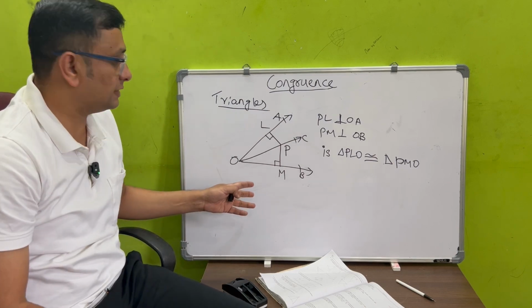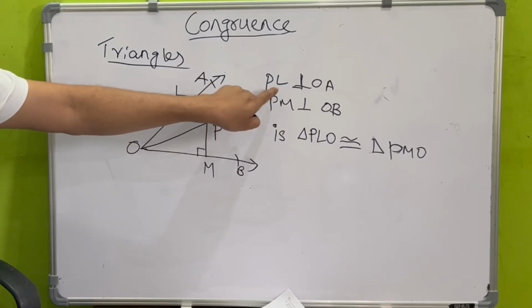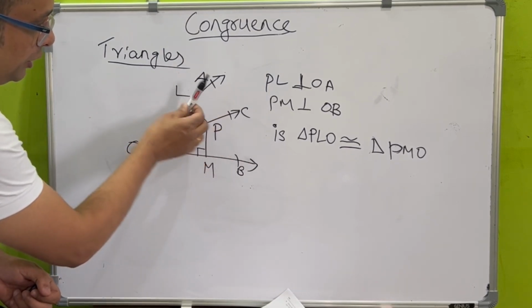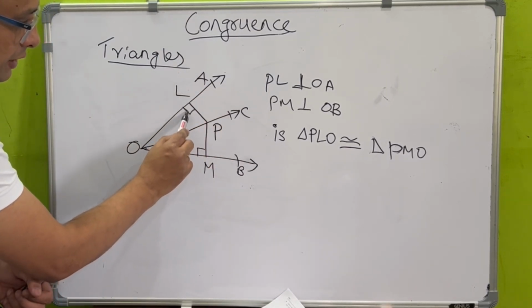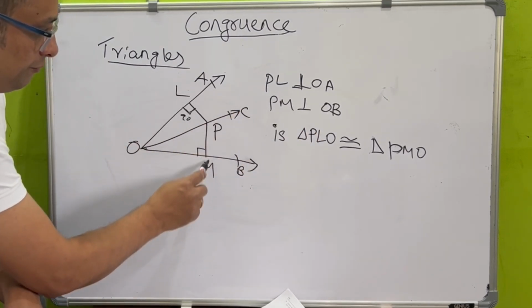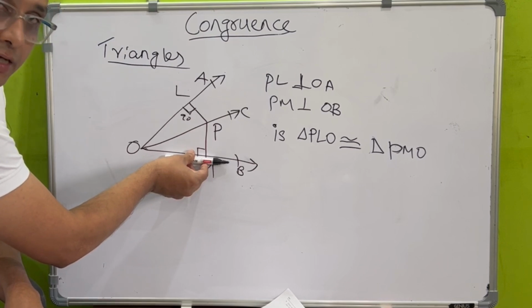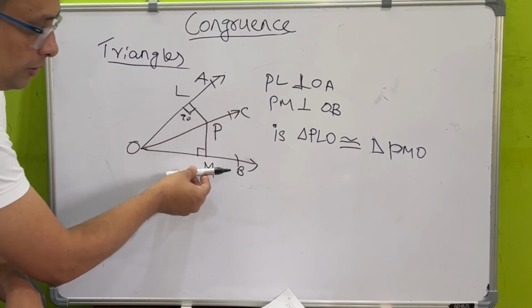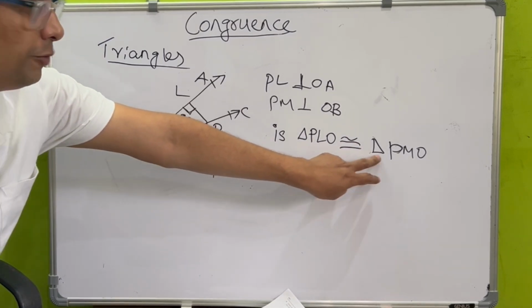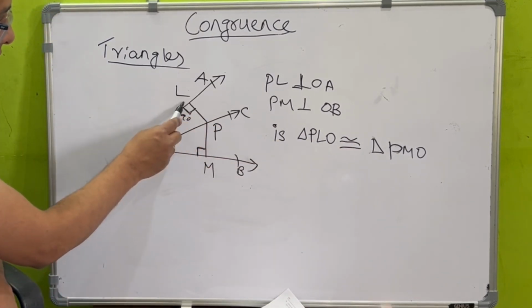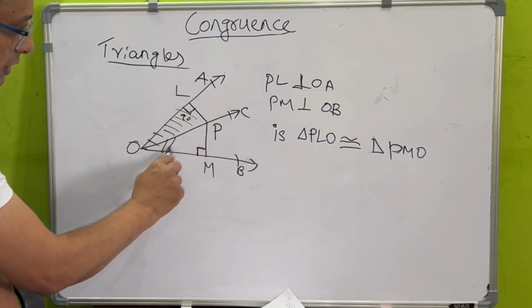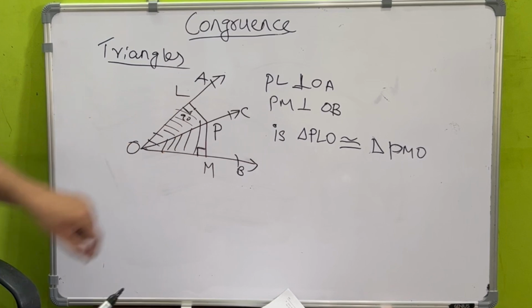Okay, let's take this example sum. Given PL is perpendicular to OA, that means we have a PL here that is perpendicular to OA. This is 90 degrees. Similarly, PM is perpendicular to OB. PM we have here, OB we have here. PM is perpendicular to OB. This is 90 degrees. They are asking whether PLO is congruent to PMO. That means this triangle PLO is congruent to this triangle PMO. Whether both are congruent, they are asking.